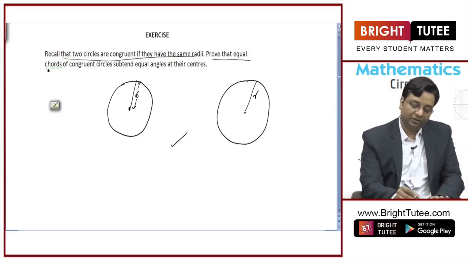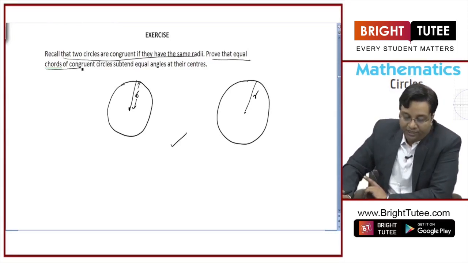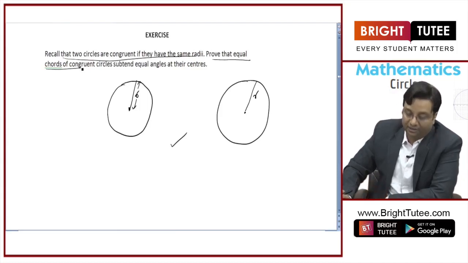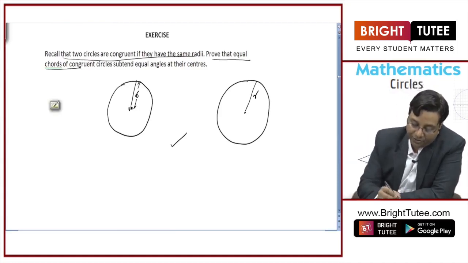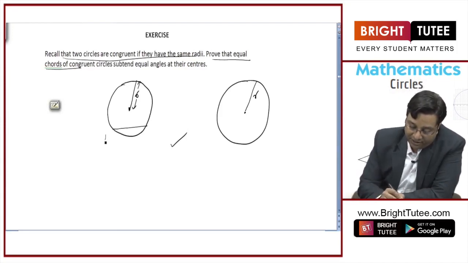Prove that equal chords of congruent circles subtend equal angles at their centers. So first thing, we know that their radii are equal. Now we take equal chords. Let us take AB here and CD here.